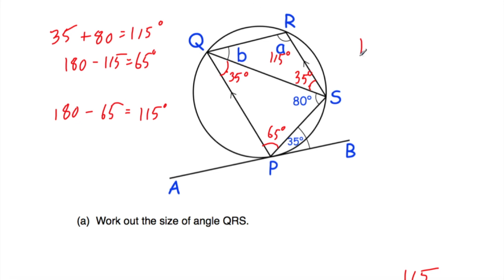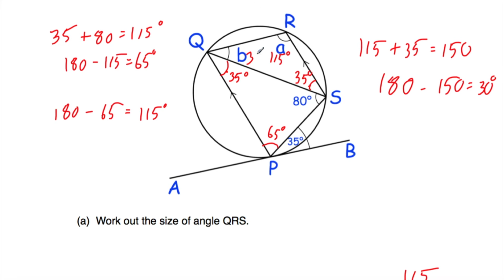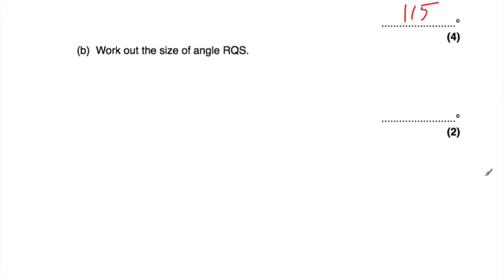If we add these two angles together, 115 plus 35 degrees, that's equal to 150 degrees. And then 180, the angles in a triangle, take away 150, that's equal to 30 degrees. So that means that B is 30 degrees. And that's it. So B is 30 degrees.